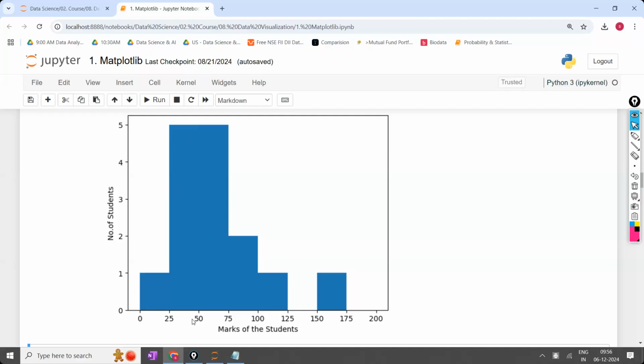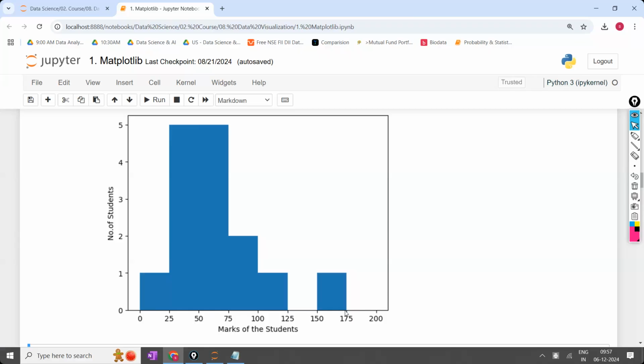Is the point clear? First you have made the plot. From the plot you have made the analysis. More number of students fall between 25 to 75. Only one student is there with more than 150 marks. Maybe it might be an outlier also. It might be a spelling mistake or data entry mistake, but as of now whatever we have observed, it might be wrong data, which means we have to do the data cleaning now.